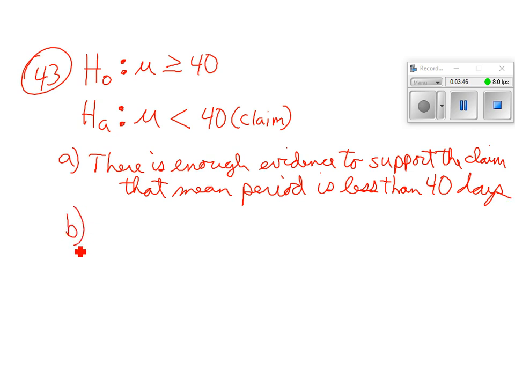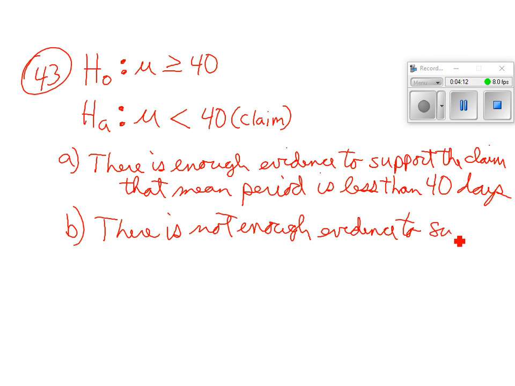Part B, if we fail to reject the null. So again, the H-A was the claim. So we look here, but we fail to reject the null. What's it going to say? It's this box right here. There is not enough evidence to support the claim.